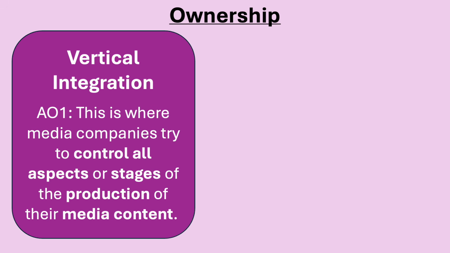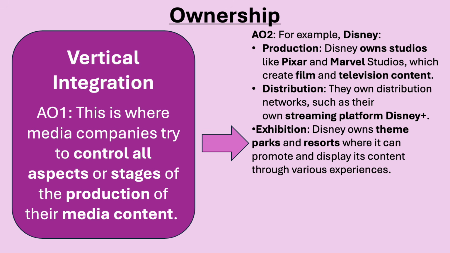So one of our first key terms out of many for media is vertical integration. This is where media companies try to control all aspects or stages of the production of their media content. So for example, we could take a look at Disney. For their production of films, they own studios such as Pixar and Marvel, which helps create movies as well as television content. And then they distribute their own media through networks such as streaming platforms like Disney Plus. And then they also have their own theme parks and resorts where they can promote and display their content through various experiences.